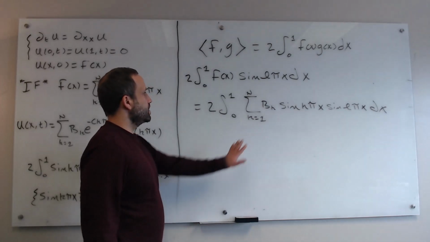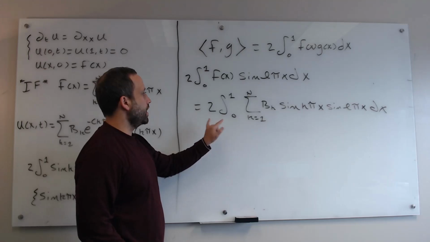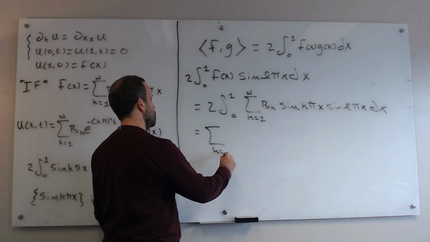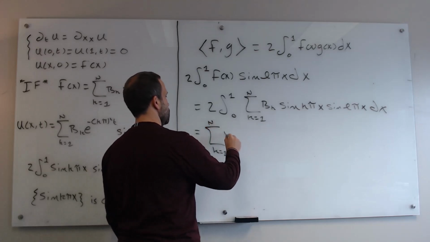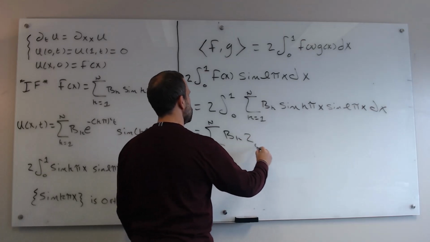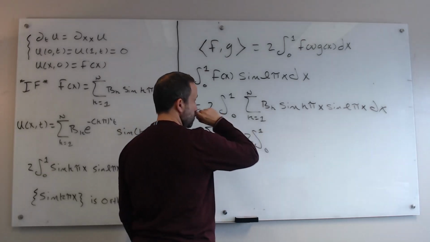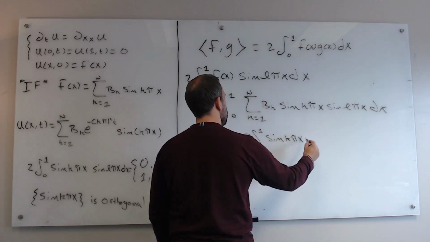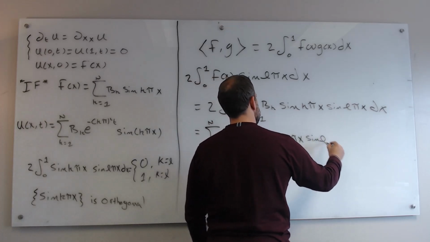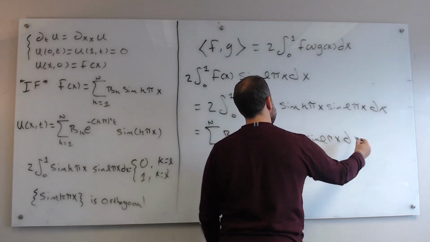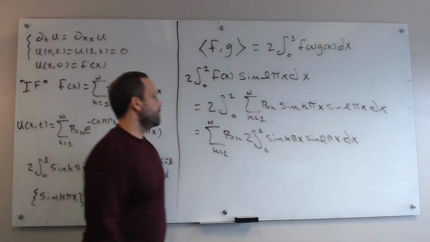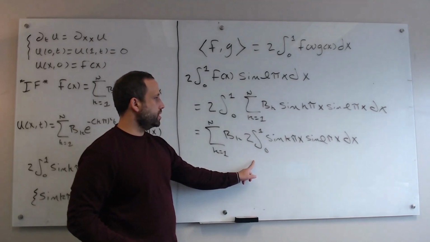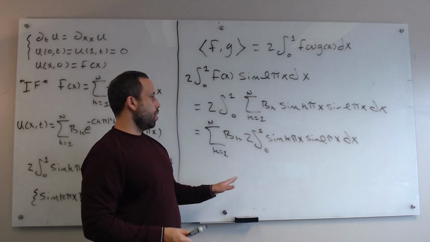Now, this is a finite sum, so there's absolutely no ambiguity in interchanging the integral and the sum. So this is going to be the sum k equals 1 to n of bk times 2 times the integral from 0 to 1 of sine k pi x sine L pi x dx. Well, this is great news for us, because I know this integral here is equal to 0 if k isn't equal to L, and it's equal to 1 if k is equal to L.